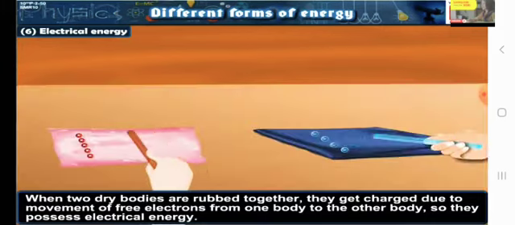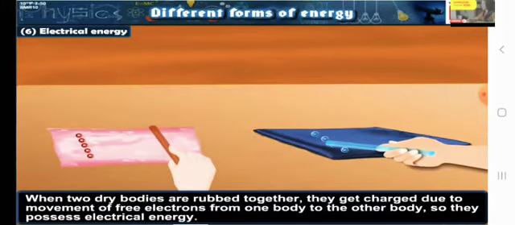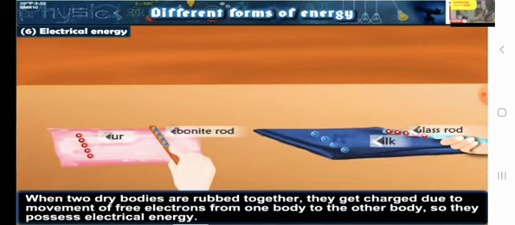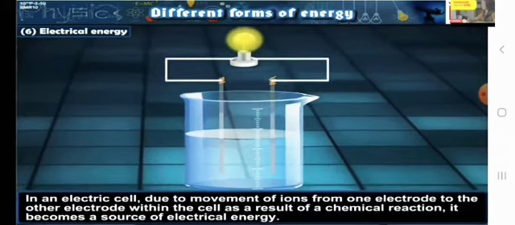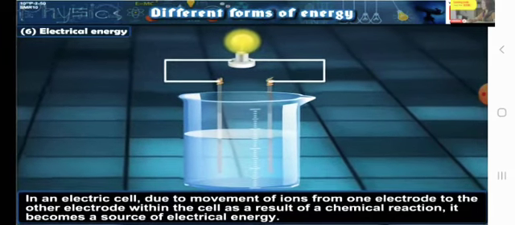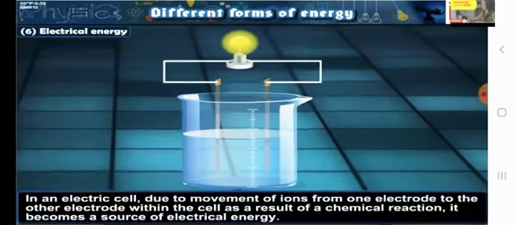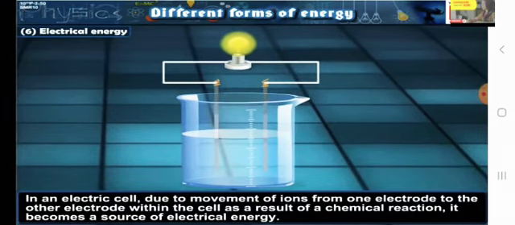Six, electrical energy. When two dry bodies are rubbed together, they get charged due to movement of free electrons from one body to the other body, so they possess electrical energy. In an electric cell, due to movement of ions from one electrode to the other electrode within the cell, as a result of chemical reaction, it becomes a source of electrical energy.